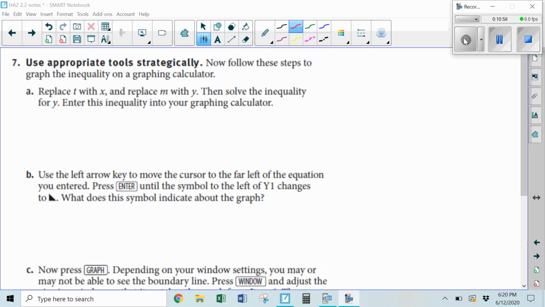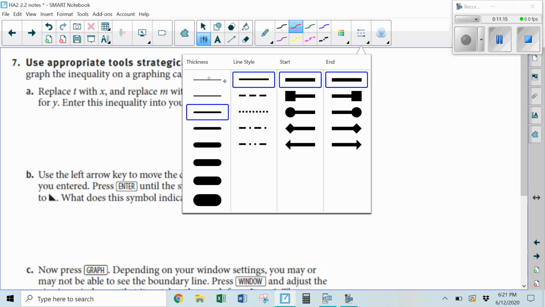It says, now follow these steps to graph the inequality in a graphing calculator. Replace t with x and m with y. Then solve the inequality for y. Enter this inequality into your graphing calculator. So this is why earlier I had you change it. So let's go ahead and write the following.